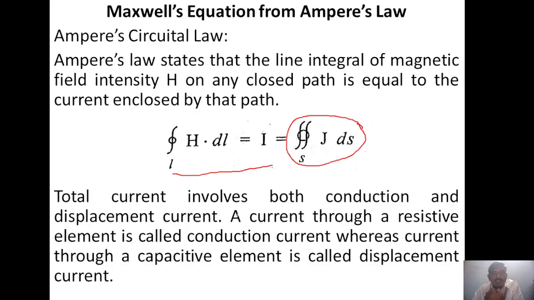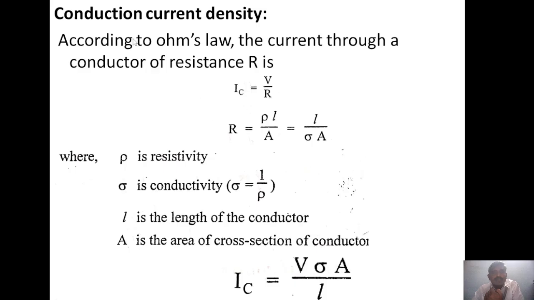The total current involves both conduction current as well as displacement current. Conduction current is the current in the resistive element and displacement current is the current in the capacitive element. So according to our definition, we can derive the conduction current density Jc. Here we derive two currents, Jc and Jd, the displacement current.